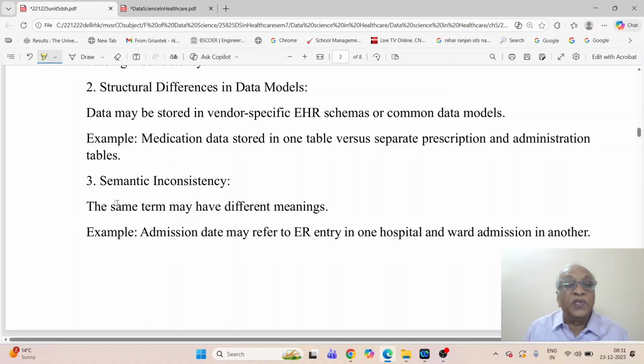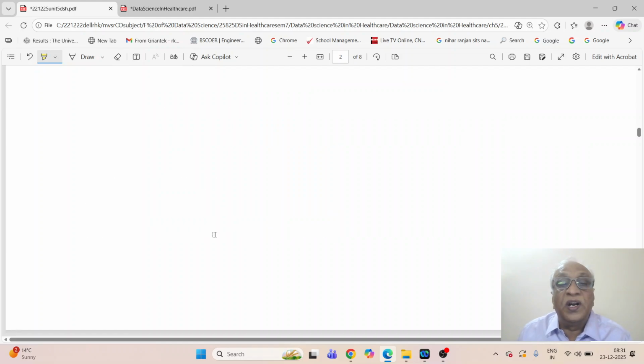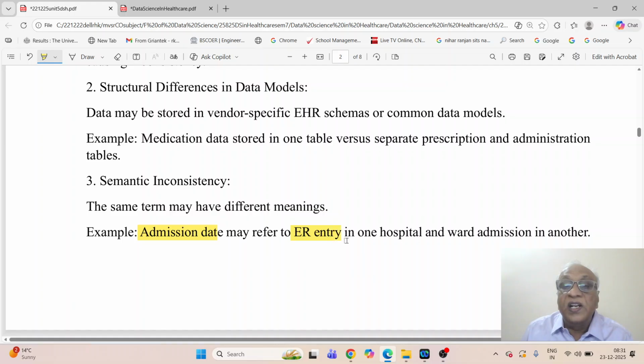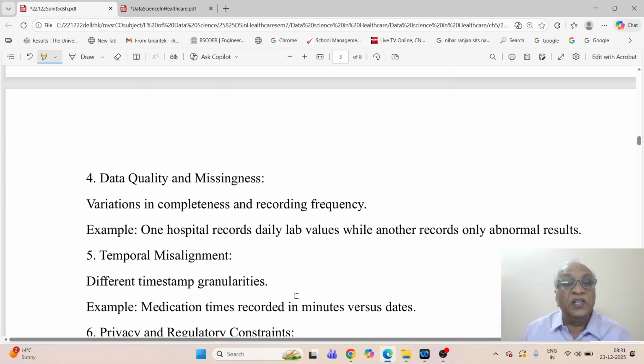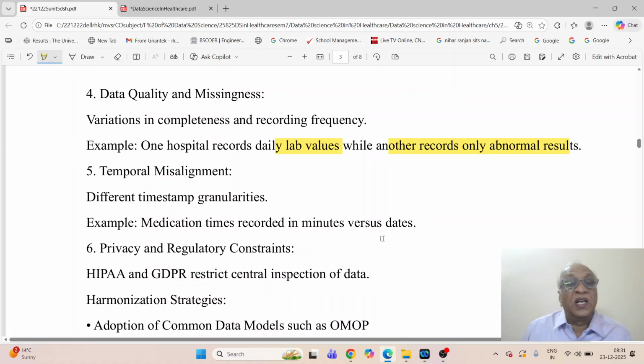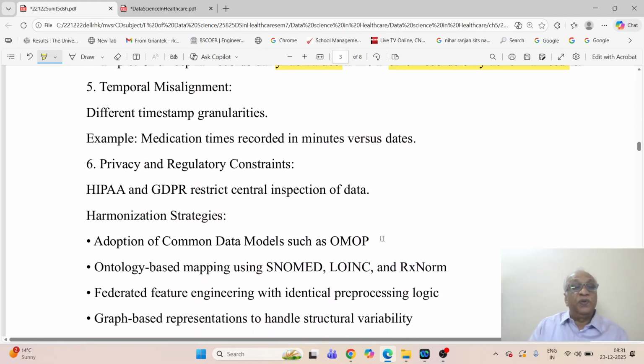Semantic inconsistencies may be there. Okay, the same term may have different meanings. For example, there is one term called admission date. Okay, it may refer to an ER entry in one hospital or a ward admission in another hospital. Data quality and missingness may be there. Variation in completeness and recording frequency may be there. Say for example, a hospital may be recording lab values every day, while some other hospital may be recording values only of abnormal results. There may be temporal misalignments, so timestamps may vary, and privacy and regulatory constraints may be there.